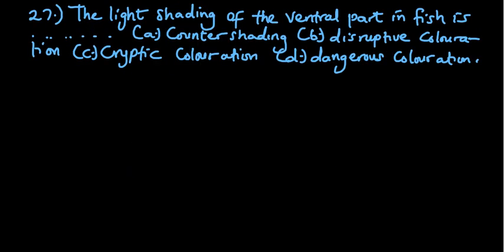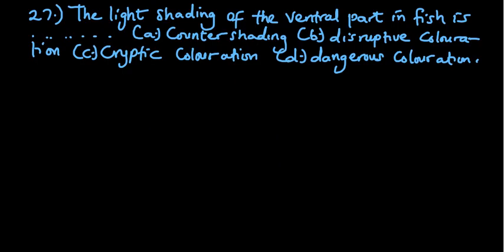So the light shading of the ventral part in fish is dash. There are some organisms that exhibit a pattern of adaptation, that is adaptive coloration, by assuming a particular color just to prevent the predator from seeing them. One of them is counter shading, cryptic coloration, and stuff like that. I hope you understand. So our answer here is what?